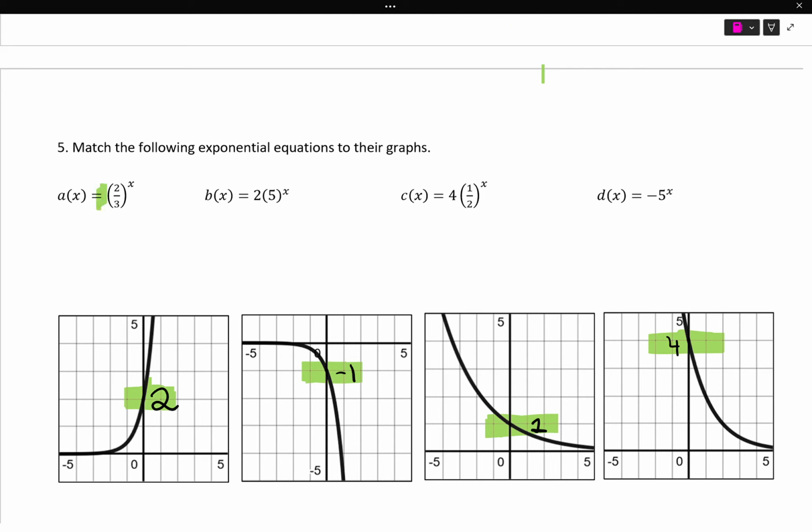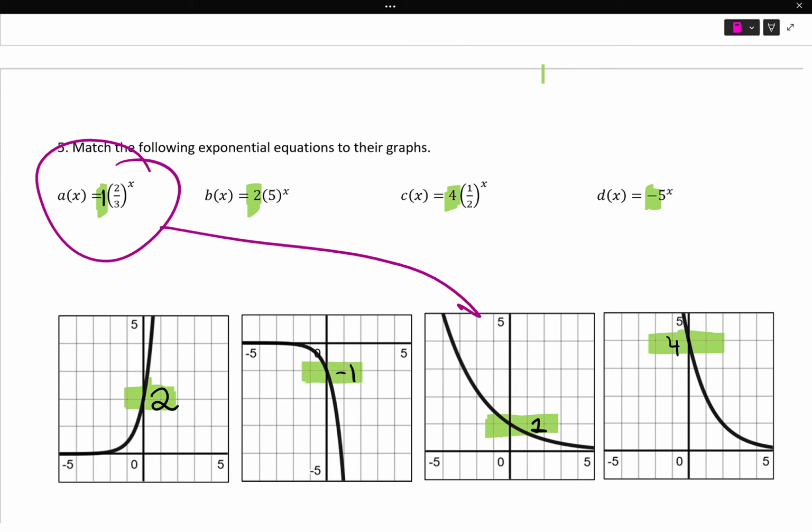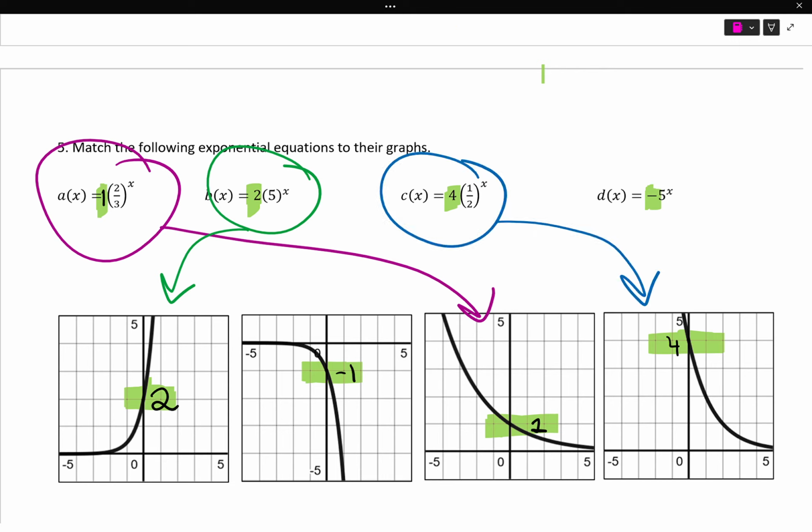Remember, the intercepts come from the number in front. So for letter A, there's nothing in front of the parentheses. But what number is actually there? It's a 1. So, which graph has a y-intercept of 1? That graph. Letter B. Which one has a y-intercept of 2? That one. Letter C. Which one has a y-intercept of 4? That one. And letter D. Which one has a y-intercept of -1? That one.